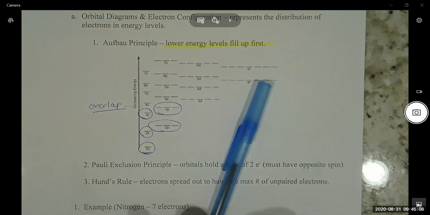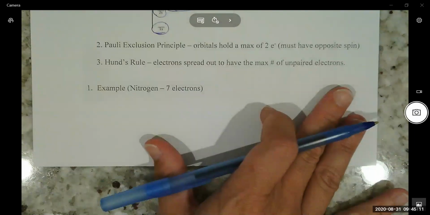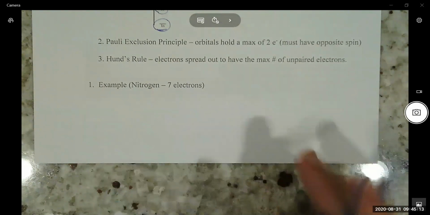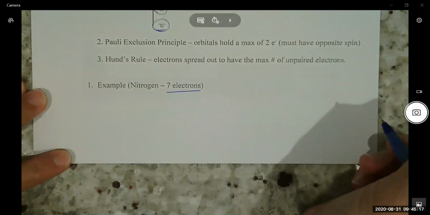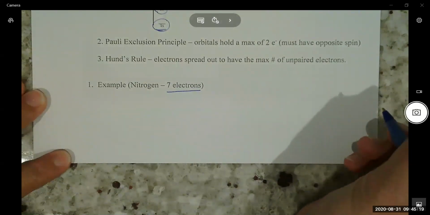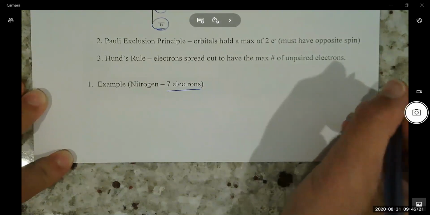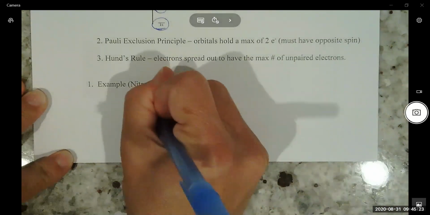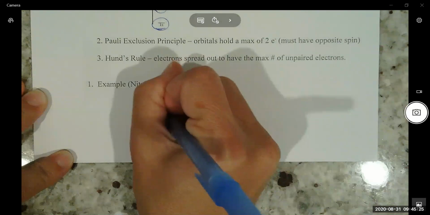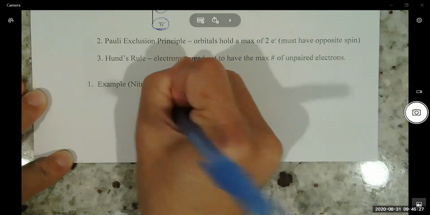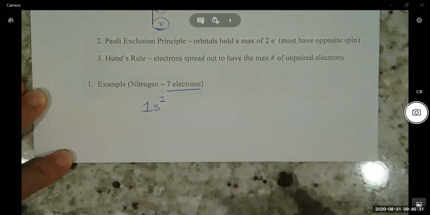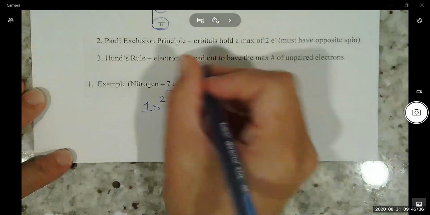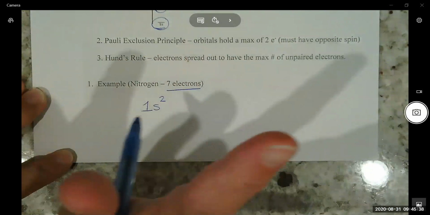So let's talk about nitrogen just really quickly, and then we'll do some that are farther. Okay, first thing you have to figure out is how many electrons there are, right? So nitrogen has 7 electrons. So that means that the first energy level has an S sublevel and it can hold 2 electrons. So we're going to write 1s2 to show that there are 2 electrons there. So this energy level is full, it can't hold any more.